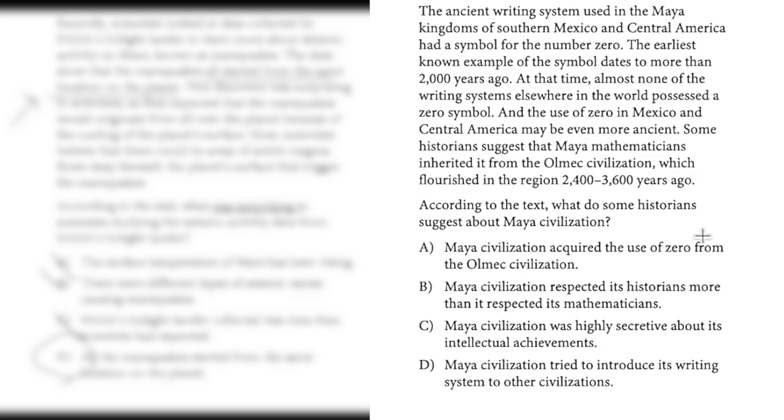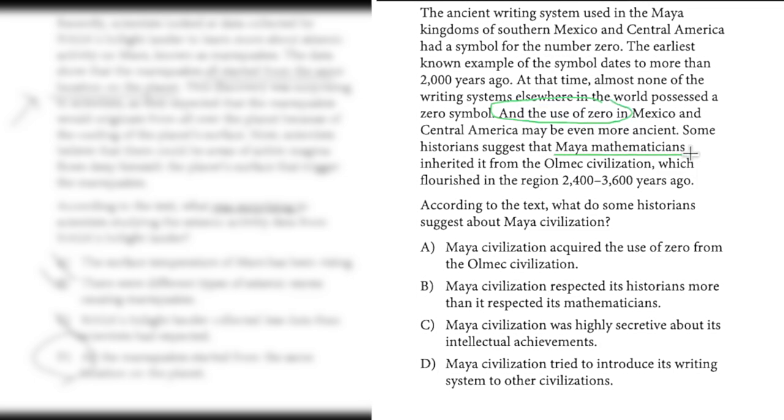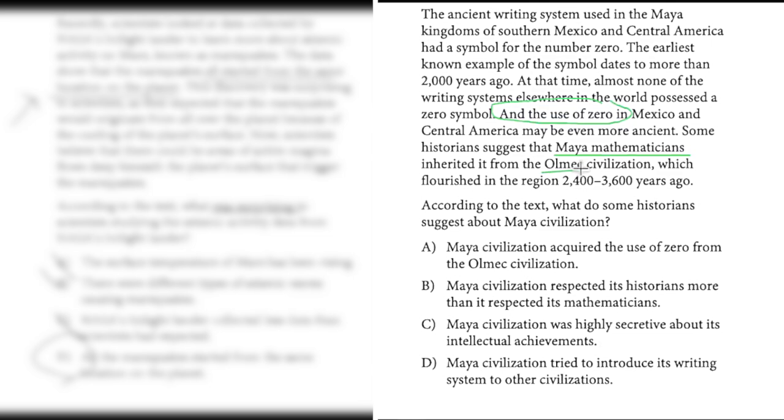Number 12 here, also going to be a detail question. What do some historians suggest about the civilization? And again, I'm just skimming the text. I'm looking for language that could mean historians suggest. In this case, I literally get the words, some historians suggest that Maya mathematicians inherited it. Okay, what is it? The use of zero. So basically, they suggested that Maya mathematicians inherited the use of zero from the Olmec civilization.